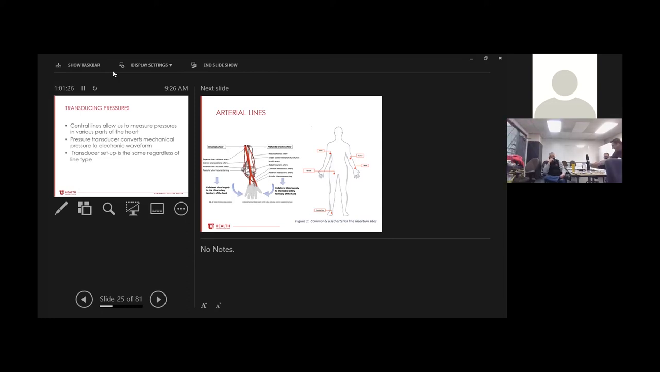So that's the basic idea of how it works. And the key thing, you guys are going to get some hands-on with this, is whether you're transducing an A-line, a central line, a sheath, it doesn't matter. The transducer setup is the same. We're going to prime our transducers, which is up to your line.